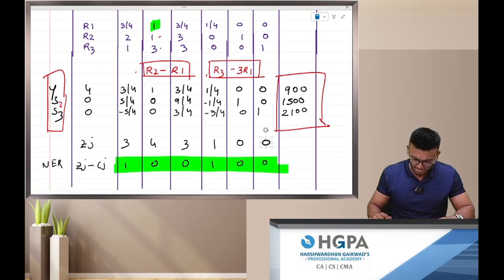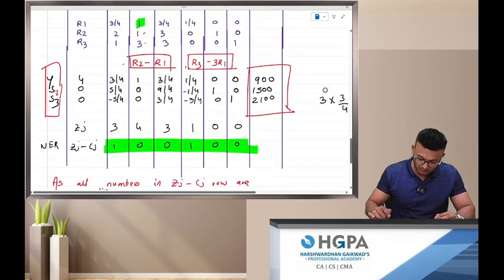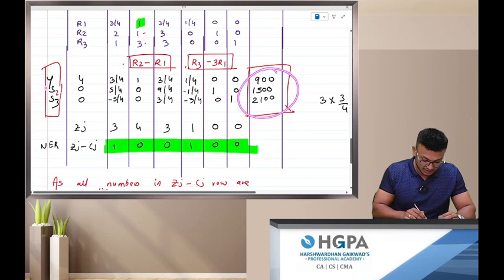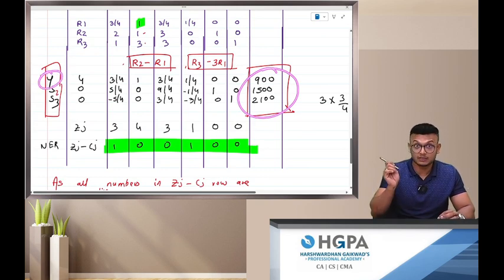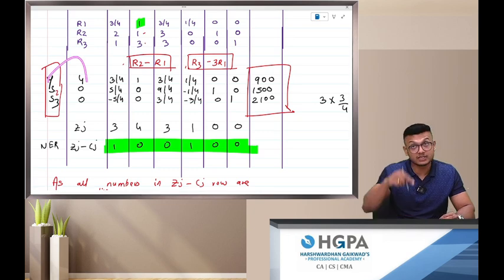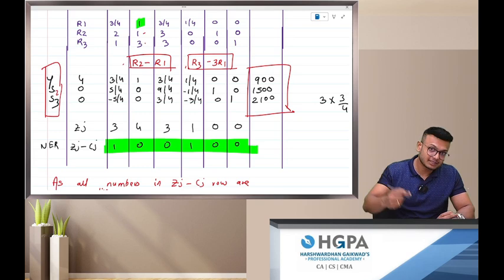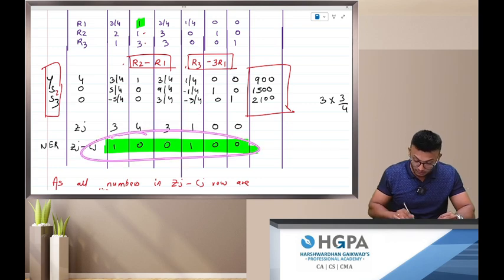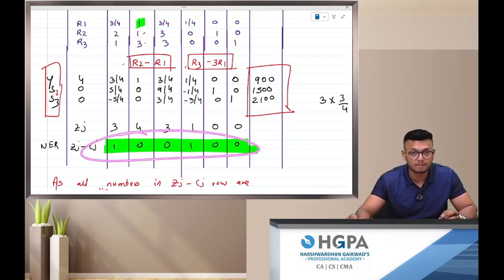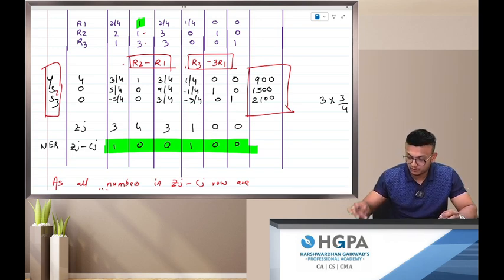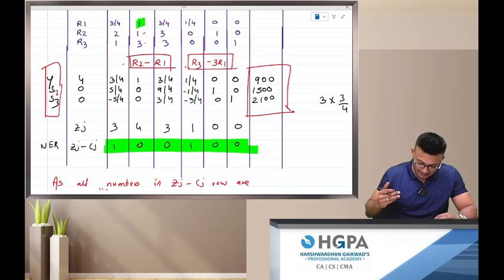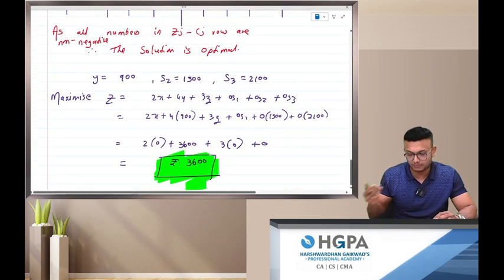Very simple. Now, after this, please don't forget, this also changes, because S1 goes out, Y comes in, with the corresponding number from the top CJ. And next, you have to follow this process till your solution is optimal. That means you need to get all positive numbers over here. This is what you need to do, and this is your simplex process. Then you just need to put the figures in the equation. You will get the answer.